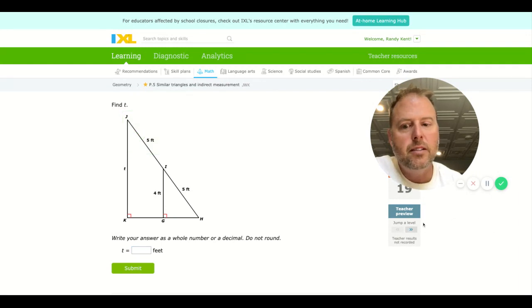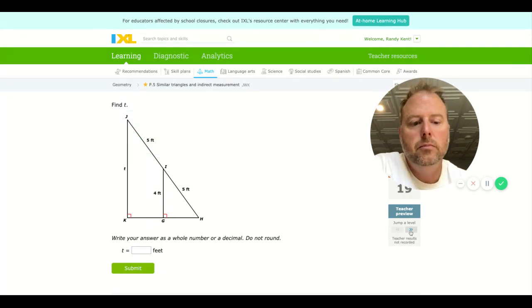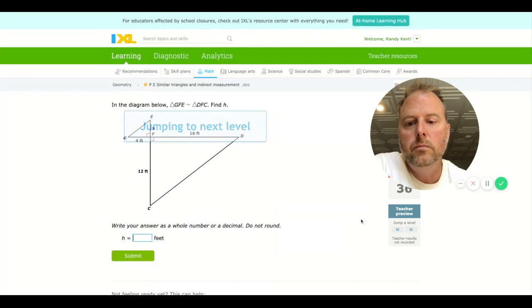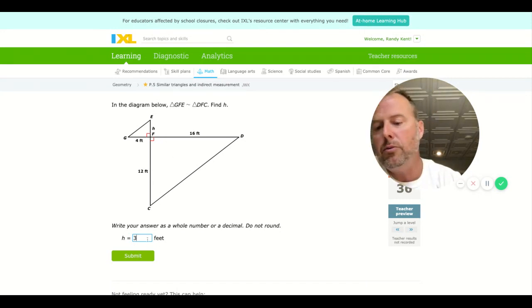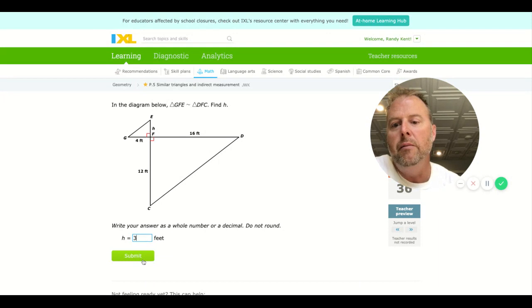Okay, let's take this up a level. In this diagram, the triangles are similar, so find H. So what does H match up with? EF has to match up with FC. Here's FC. So what is the relationship of the sides? Well, it looks like here we took 4 and multiplied it by 4 to give me 16. So what number multiplied by 4 would give me 12? Well, H would have to be 3 in that case.